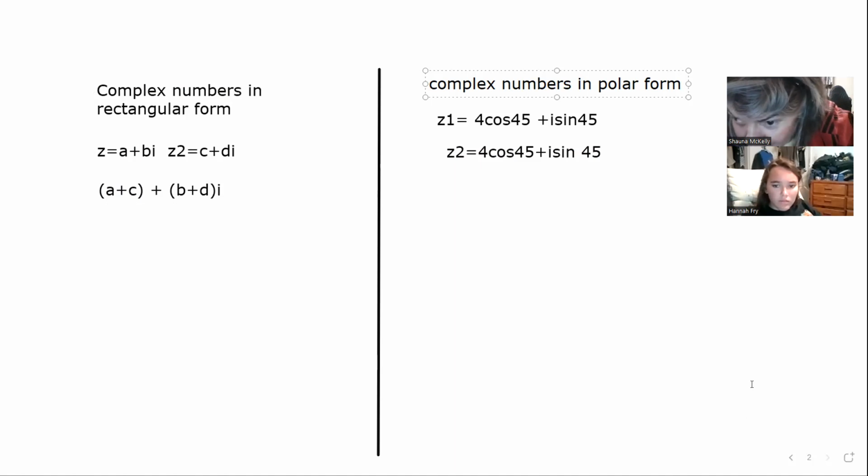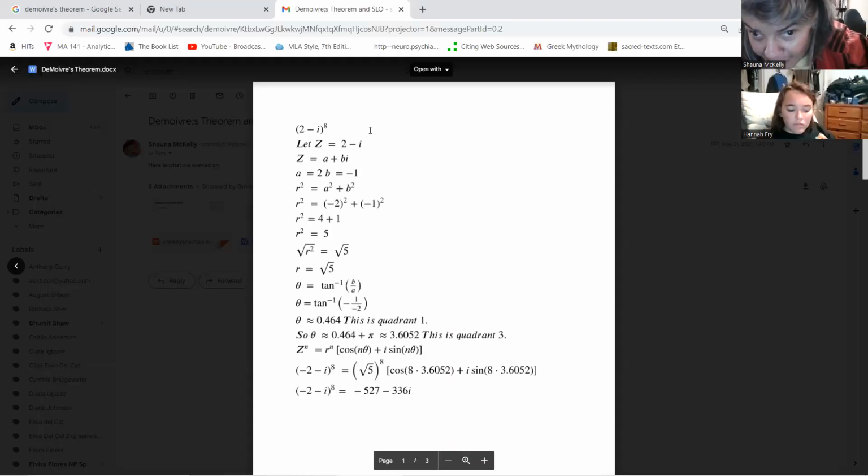Okay, this is an example. Let's say I had this complex number, 2 minus i, to the 8th power. Now, one way I could do this would be to write this out 8 times and multiply a whole bunch of stuff together. I would literally have to be foiling and foiling. That's not a good way to do it.